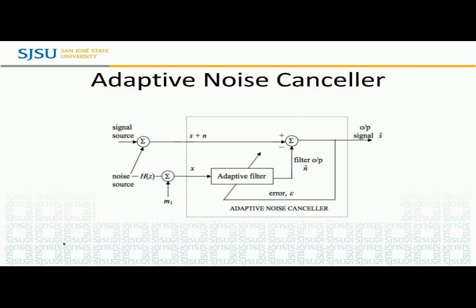So how does the adaptive noise cancelling process take place? As you can see in the figure, the signal source is S, which is a combination of the real signal plus the noise. So S plus N goes to the summation block, which gives you the output. Now, the output is controlled by the adaptive filtering. So the output signal goes into the feedback loop in the adaptive filter in the form of error.